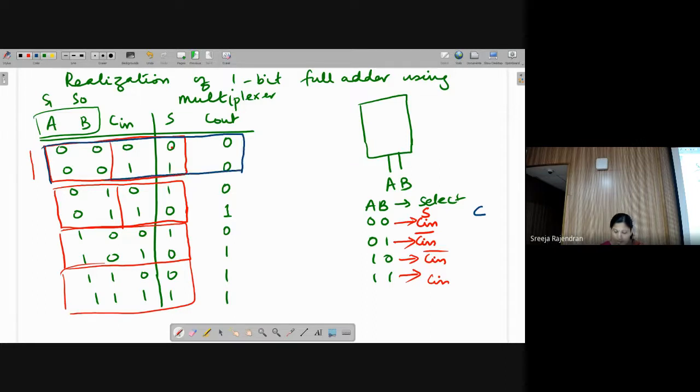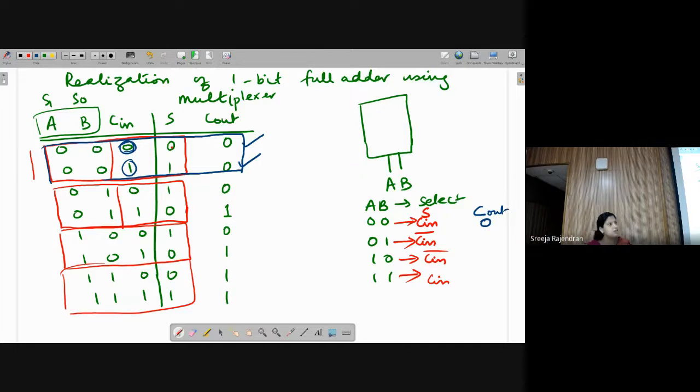What happens to my carry? When select bit is 0, when carry in is 0 also, my carry out is 0. I mean, carry out is 0, right? When this is 0, this is 0. When this is 1, then also it is 0. So is it actually depending on my C in? No, it is always going to be 0 only in that case. So that means my C out is going to be 0.